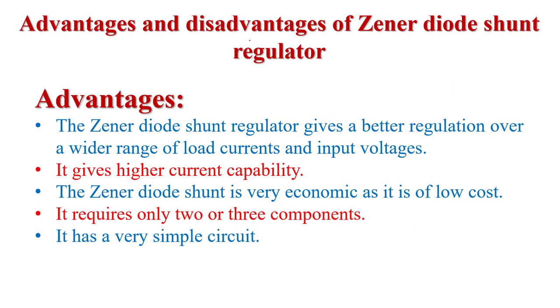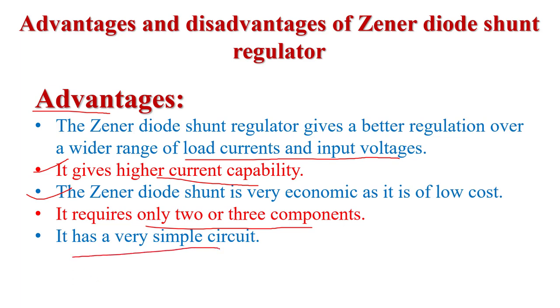So here I explain the advantages and disadvantages of Zener diode shunt voltage regulator. So first are the advantages. The Zener diode shunt voltage regulator gives a better regulation over a wide range of load current and input voltages. Next, it gives higher current capability. The Zener diode shunt voltage regulator is very economical as it is a low cost circuit, because here we require only 2-3 components to make a Zener voltage regulator. It is a very simple circuit.